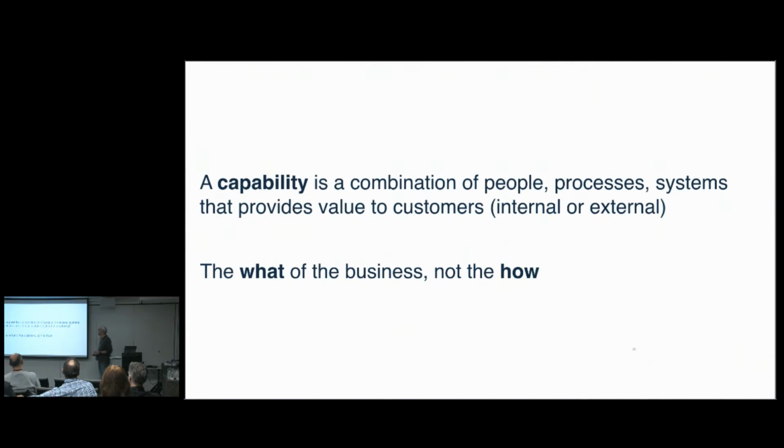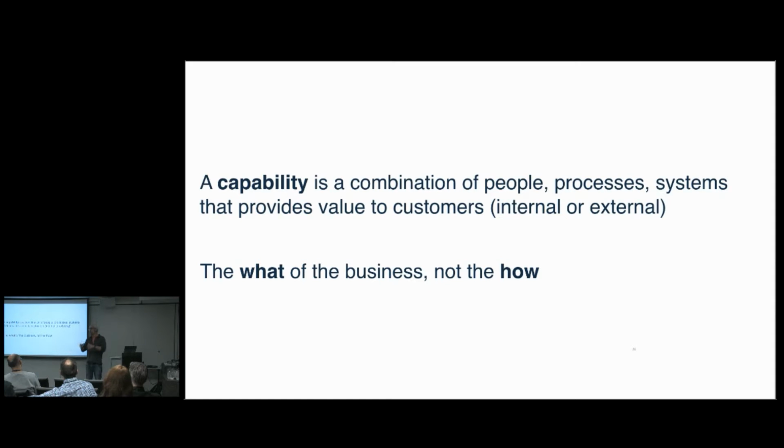I said I'd explain what a capability was. So this is my definition of a business capability. A capability is a combination of people, processes, and systems that provide value to customers. And this could be internal value, so internal customers, or it could be external customers. And crucially, it's the what of what we do, the what of what our business does, not how our business does it. It's not the process our business follows to get something done, but it's the big, stable chunks that our business has to do.